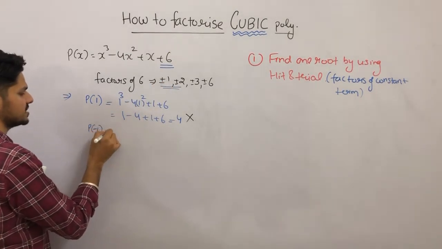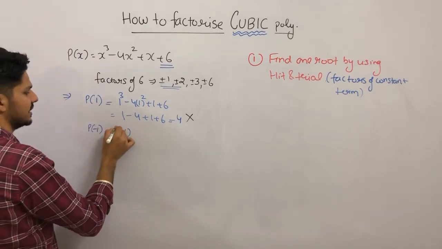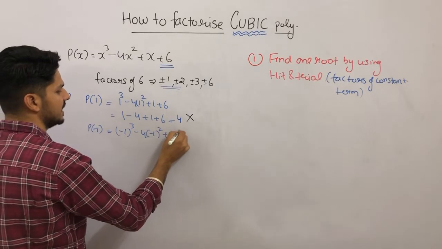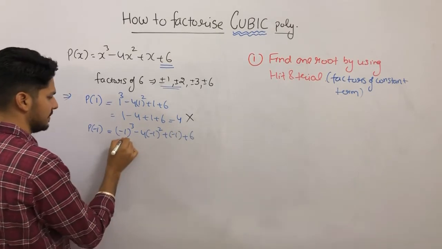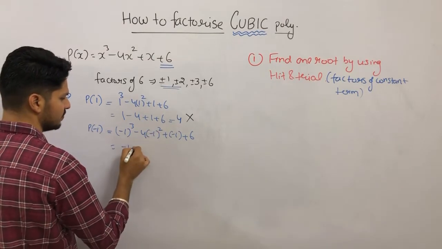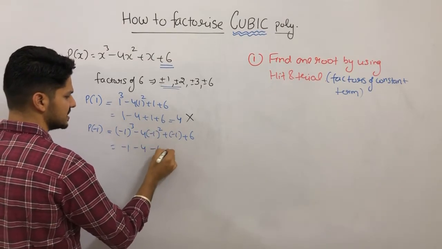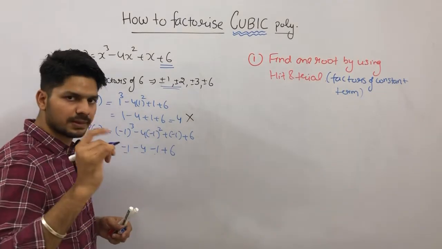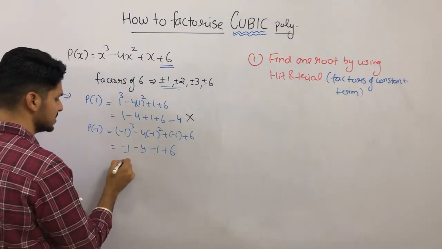So P of minus 1 is minus 1 cube minus 4 times minus 1 square plus minus 1 plus 6. Minus 1 cube is minus 1. Minus 1 square is plus 1. Plus 1 into minus 4 is minus 4. This is minus 1 and this is plus 6. Minus 1 minus 4 minus 1 is a total of minus 6. Minus 6 plus 6 is 0.